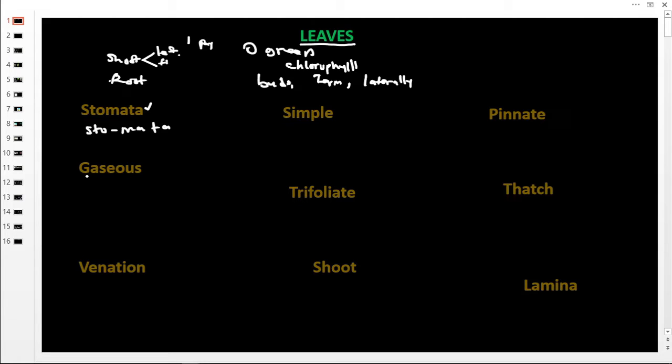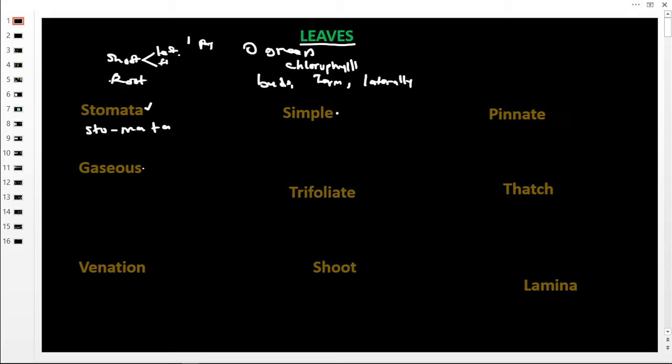Our word number 2 is gaseous. If we put that with exchange, it means breathing. So the stomata are used by plants to carry out gaseous exchange. Then we have word number 3. This word is read as venation, coming from the word vein. Later on we are going to understand the meaning of the word venation.